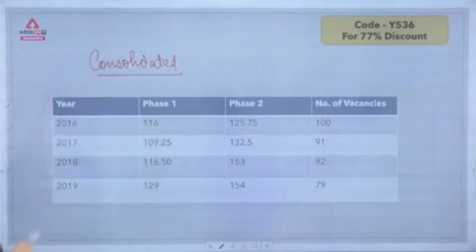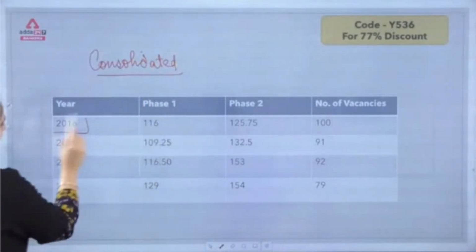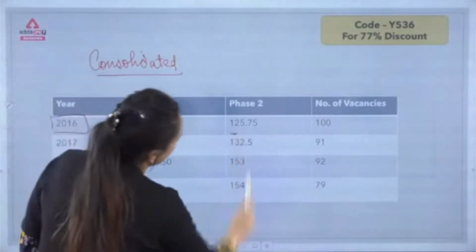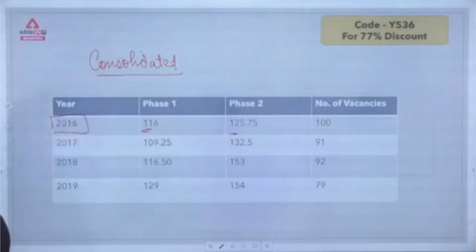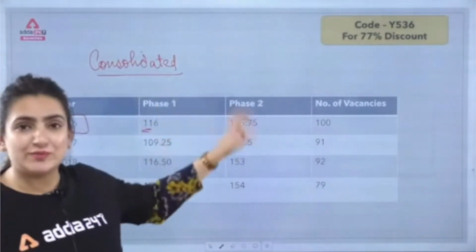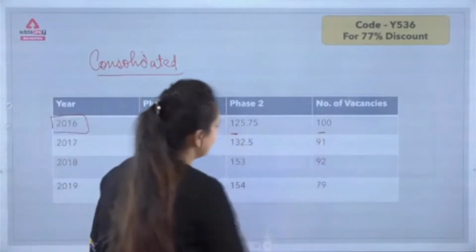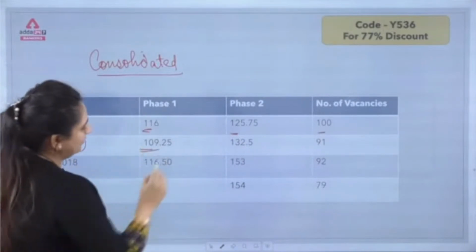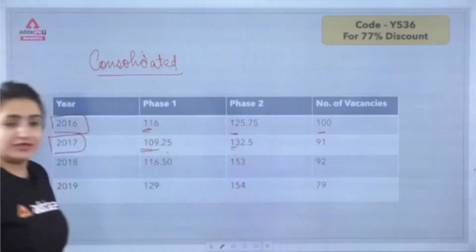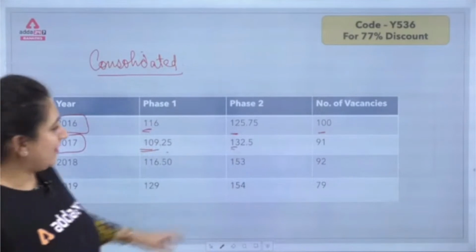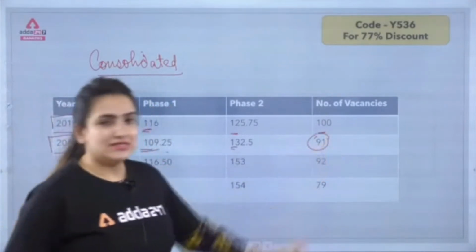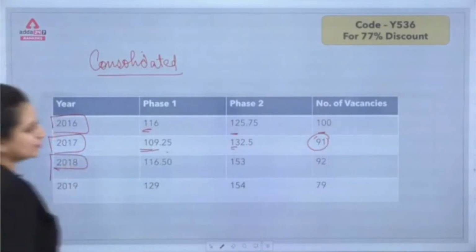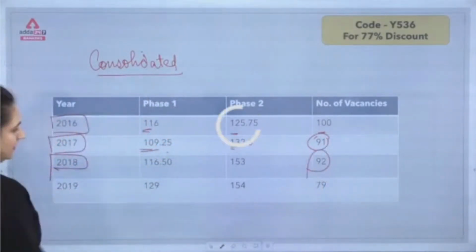So this consolidated sheet comprises of, again, year 2016, phase 1 it was 116, phase 2 it was 125.75, and here the total number of vacancies, my dear, back in 2016 were 100. For 2017, there were 109.25, 132 in phase 2, 132.5, and the total vacancies were 91. In 2018, the total vacancies were 90.